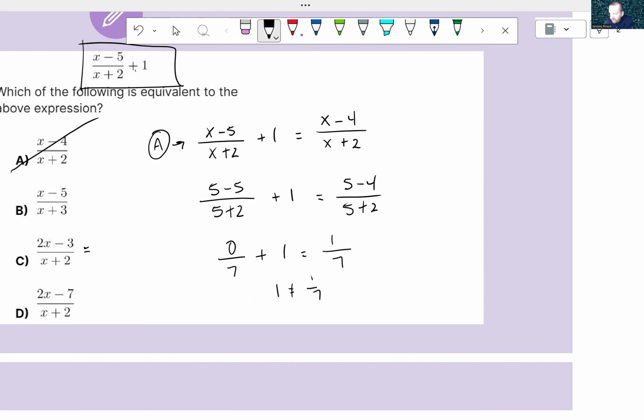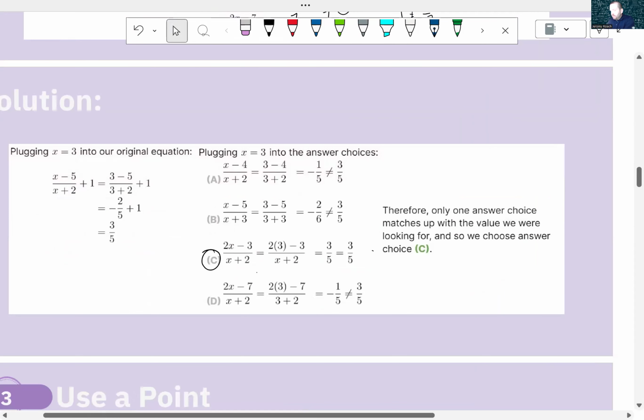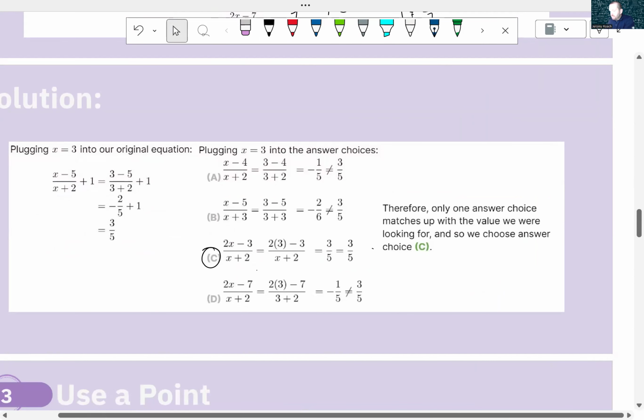So if we plug in 5 for C, we should get 1 also. That's 10 minus 3 over 7. 7 over 7, and we get 1. So you can use 5, you can use 3. This is how they did it with 3 here.